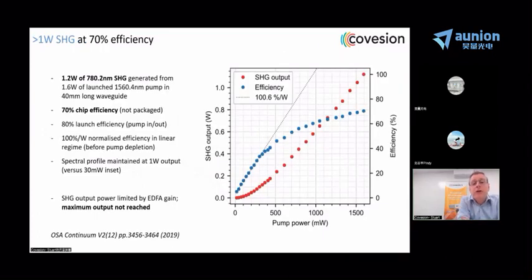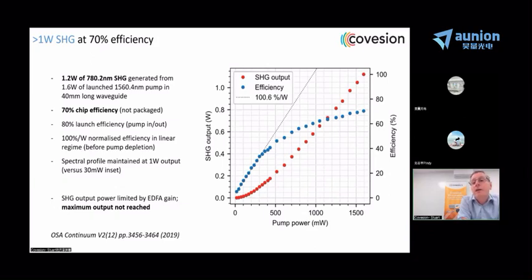So here are some characterization results showing the performance of our waveguide chips themselves. The horizontal axis there shows you the pump power that we're applying to the device, and then the vertical axis on the left shows you the second harmonic output power, and on the right shows you the conversion efficiency. In this case, we're generating more than a watt of output power for a little bit more than 1.6 watts of 1560 nanometer pump light. And we're achieving a chip efficiency of about 70%.